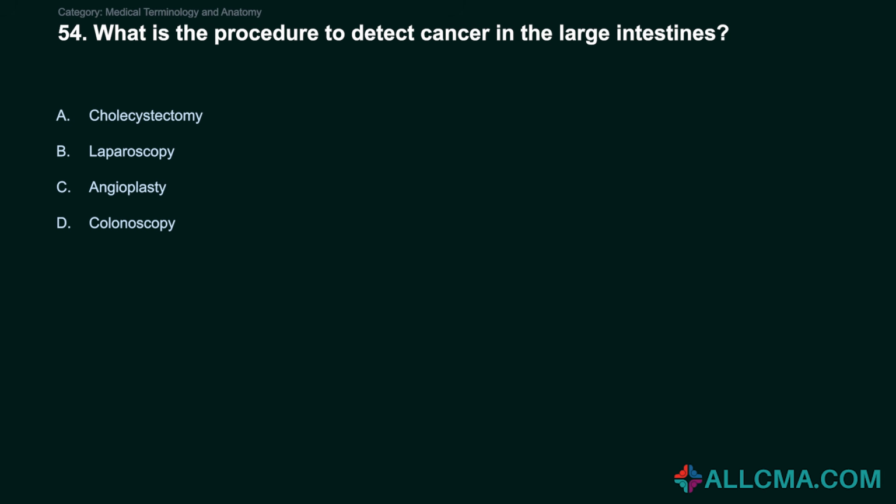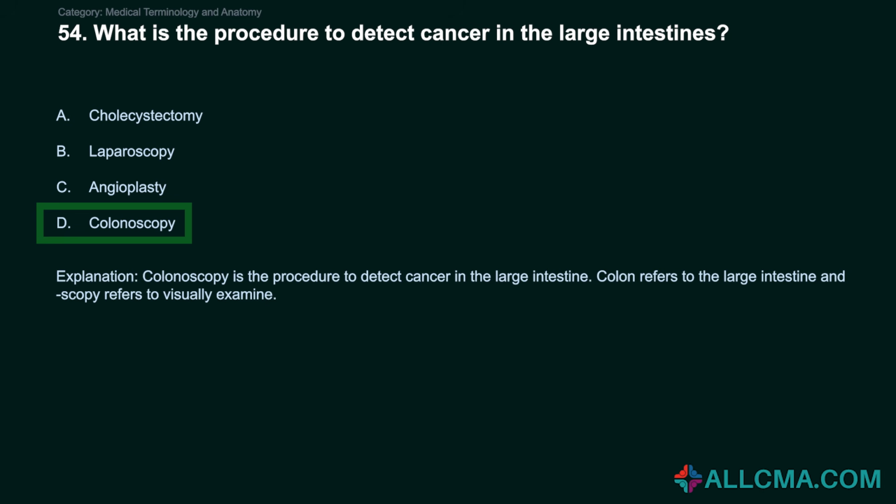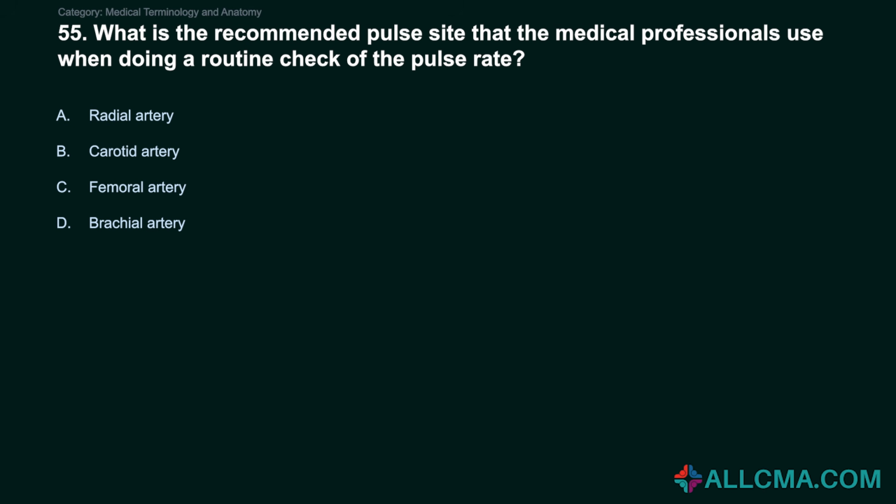A. Cholecystectomy. B. Laparoscopy. C. Angioplasty. D. Colonoscopy. Correct answer, D. Colonoscopy. Colonoscopy is the procedure to detect cancer in the large intestine. Colon refers to the large intestine and scopy refers to visually examine.